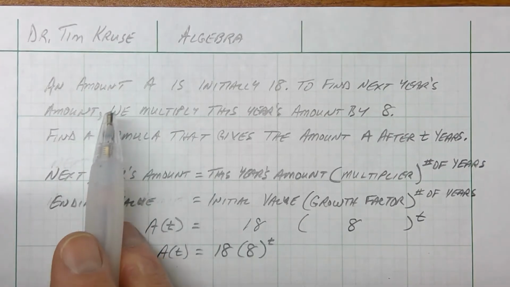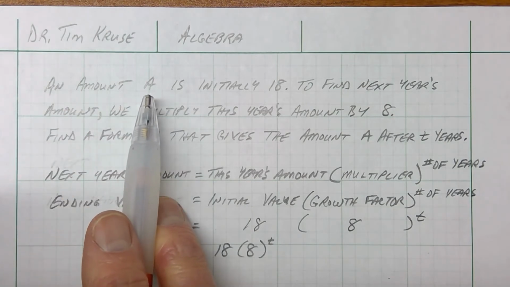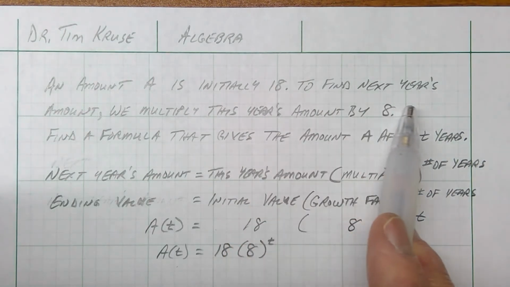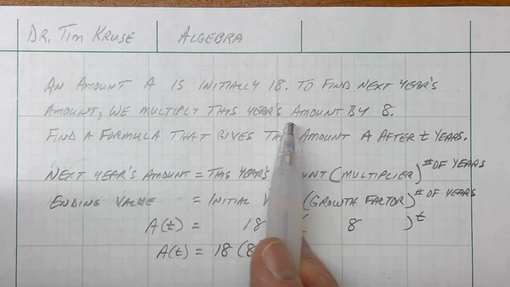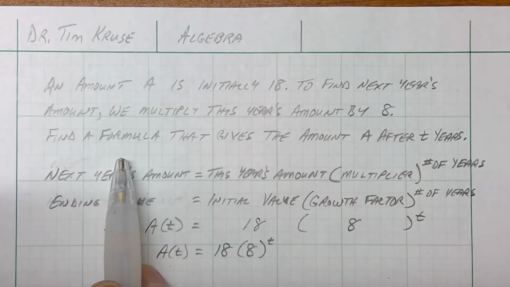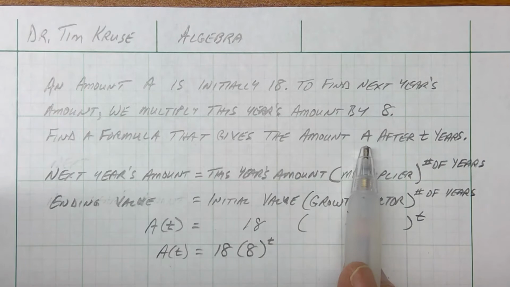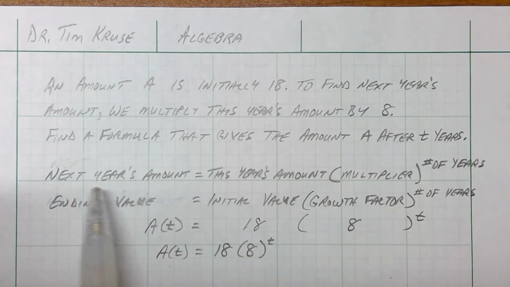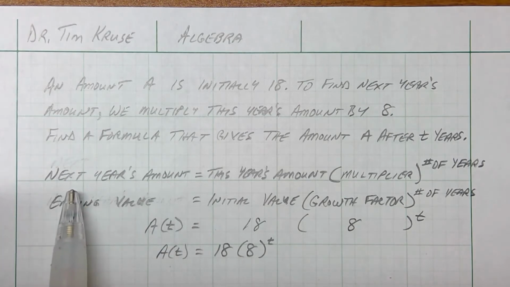All right, I think we're ready for some word problems. So an amount A, we're just going to call it A for amount, is initially 18. So it starts at 18. To find next year's amount, we multiply this year's amount by 8. Okay? Find a formula that gives the amount A after T years. Okay? So let's just kind of break it down here without drawing a picture or anything.